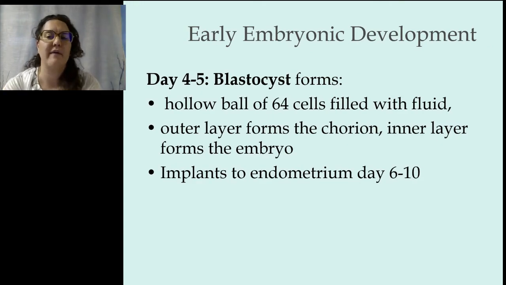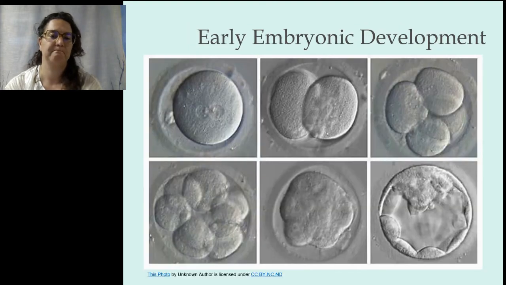During days 4 and 5, a blastocyst is forming. So there'll be a hollow ball of about 64 cells filled with fluid. The outer layer is going to form the chorion, and the inner layer is going to form the embryo. So we're going to see an outer layer of cells and then an inner clump of cells. And then sometime between day 6 and 10, that blastocyst may implant into the uterine lining.